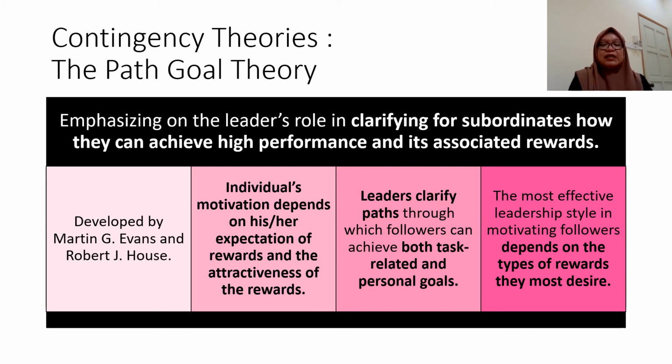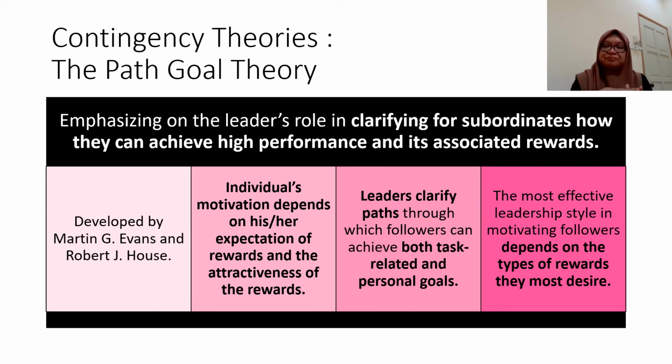They said that an individual's motivation depends on his expectation of rewards and the attractiveness of the rewards. Meaning that in order to motivate the employee to work, the leader has to provide an attractive reward. The reward must be something that the employee wants, so they have to identify what types of reward people like.